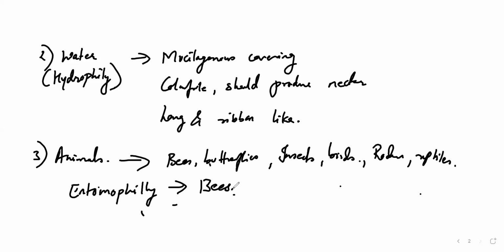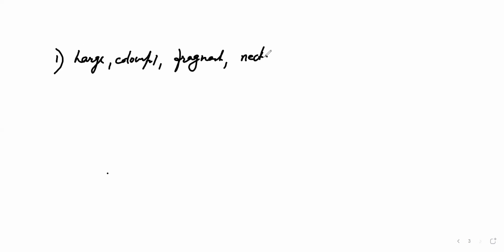But the important thing that you have to know is, if a flower has to get pollinated by insects, there should be certain characteristics for that flower. For example, the insects or birds should be attracted to the flower. So for the attraction purpose, the flower should be large, colorful, should produce fragrance, and should be rich in nectar and pollen grains. Then the insects and birds will get attracted.